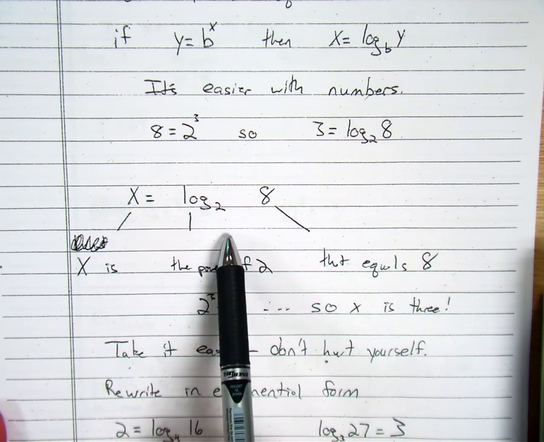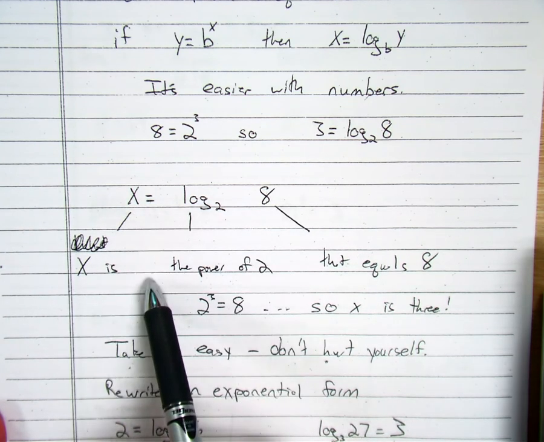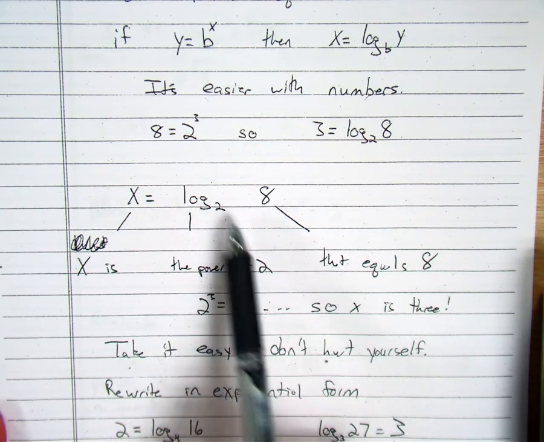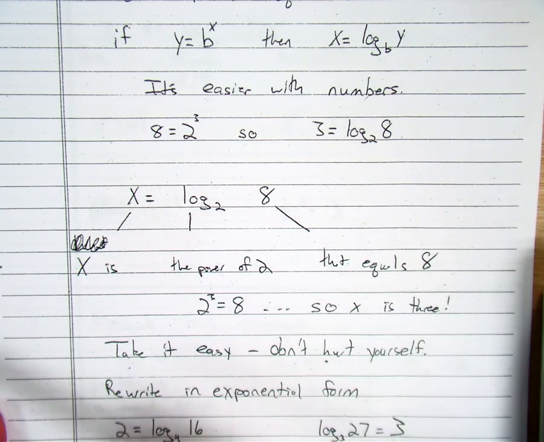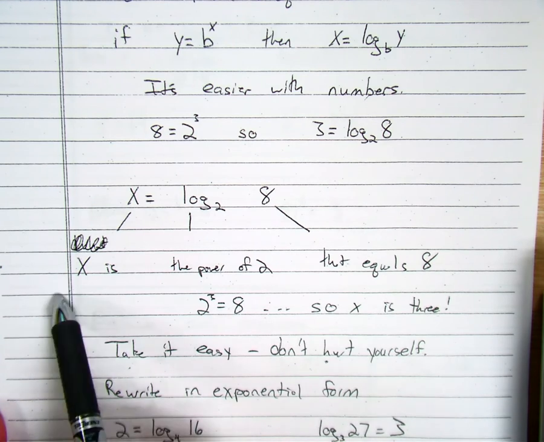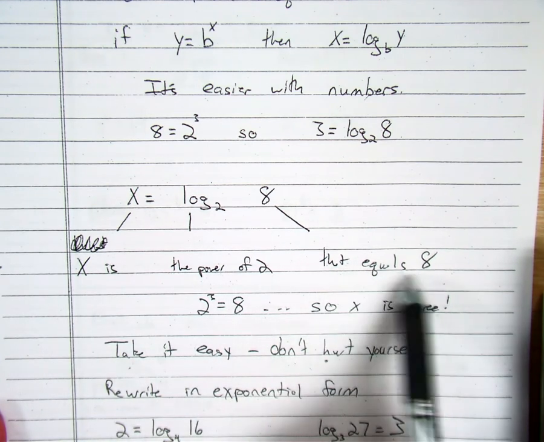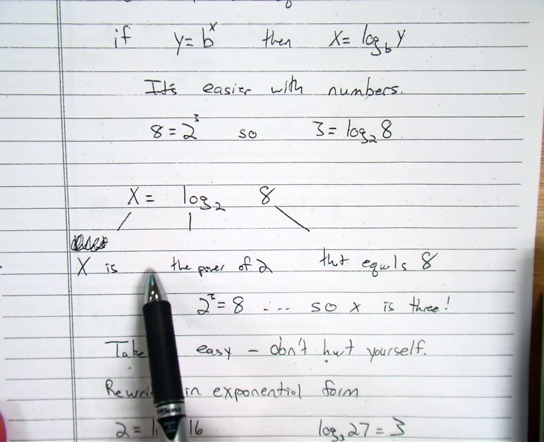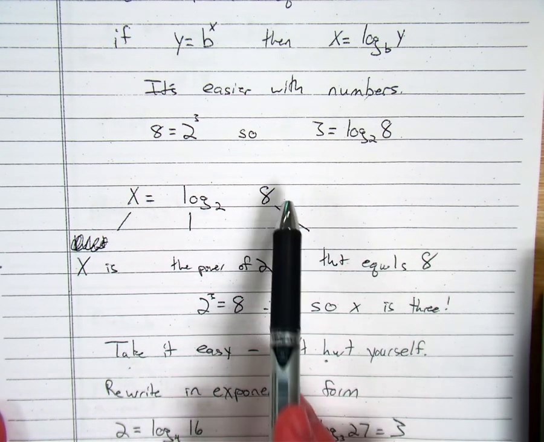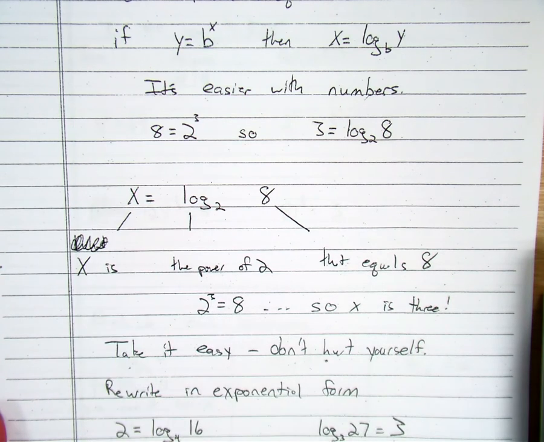X equals log base 2 of 8. X is the power of 2 that gives me 8, or that equals 8. X is the power of 2 that equals 8. X equals log base 2 of 8. So what power of 2 gives me 8? 3. So x is 3. 3 is the exponent is the answer.